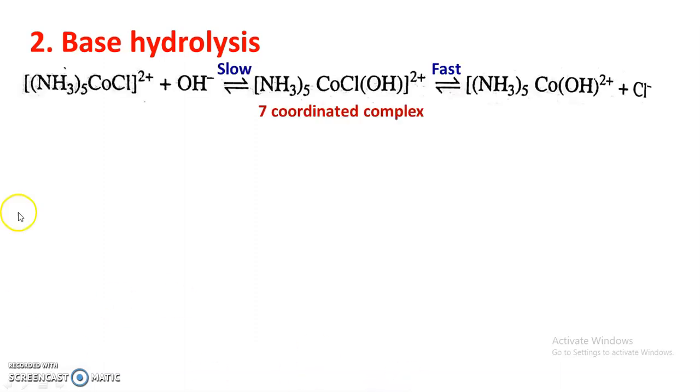Now, the replacement of one of the ligands in the octahedral complex by the hydroxy group, that is OH minus, is called base hydrolysis, and the product of base hydrolysis is a hydroxo complex. Here, consider the example of the pentaammine chloro cobalt(III) ion.